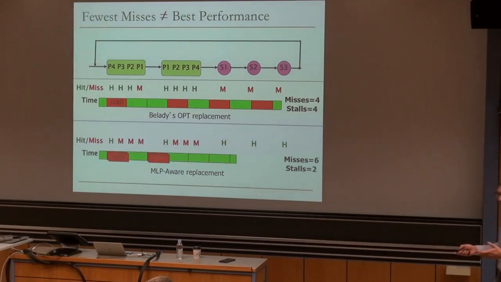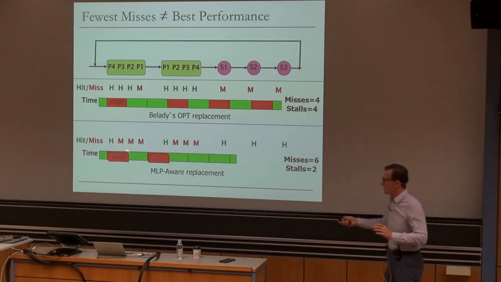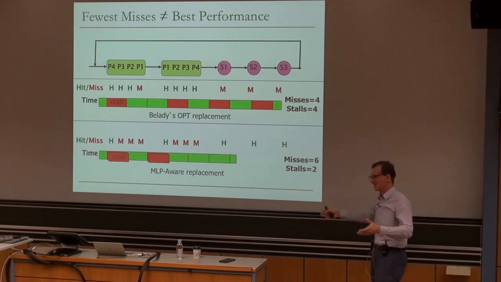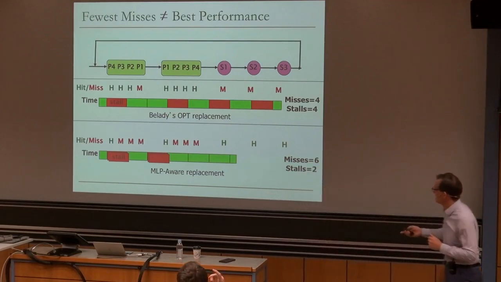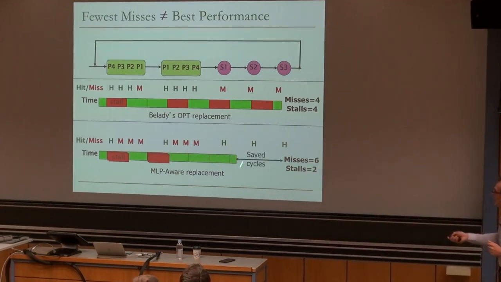And this is what happened. We have three misses belonging to this chunk, but they're serviced mostly in parallel. We have three misses belonging to this chunk. They're serviced mostly in parallel. We have six misses in total, greater than this, but we're stalling only twice. Right, twice plus some change. Change in the sense that maybe they're not perfectly parallelized, right? That's the idea, basically. And as you can see, we save cycles.